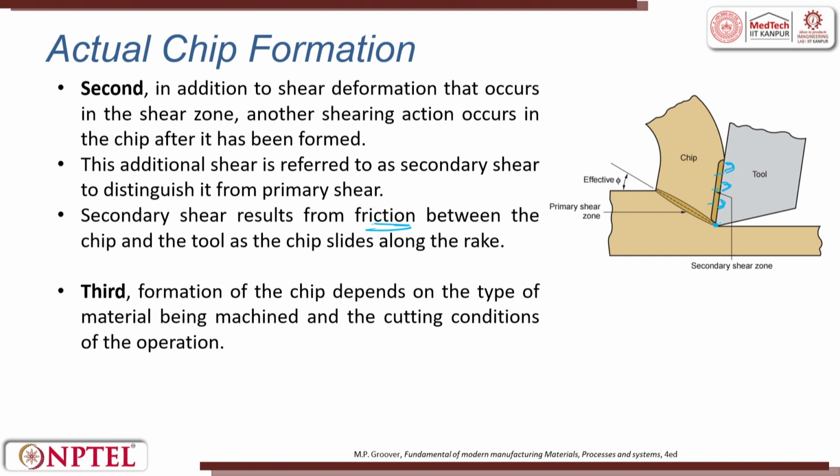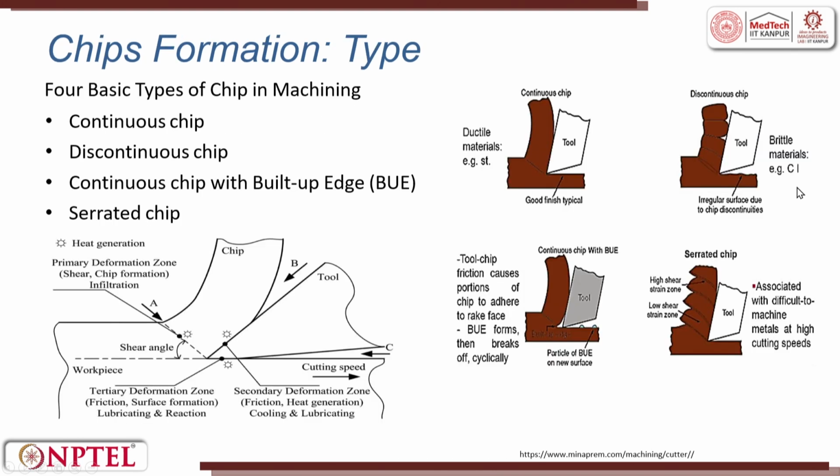The third, the formation of the chip depends on the type of material being machined and the cutting conditions of operation. So there are three zones: primary zone, secondary zone and the tertiary zone. These are the chips we were trying to talk about. Types of chip: it is continuous, discontinuous, continuous with built-up edge, and serrated.